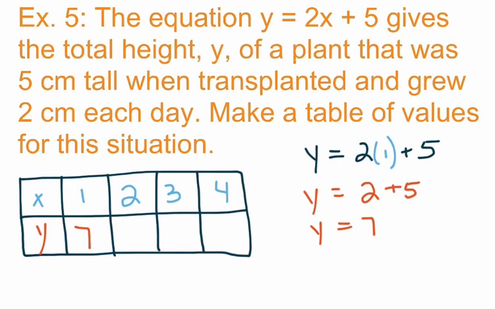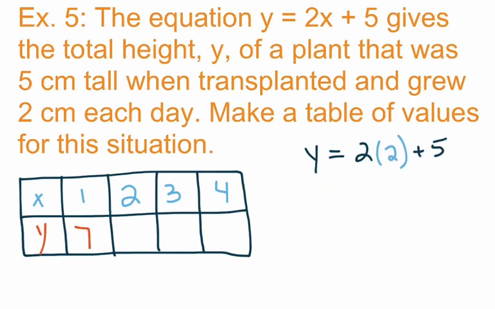Next I'm going to substitute 2 in for x. Alright, I've substituted 2 in for x. Now I have y is equal to 2 times 2 is 4. Bring down the plus 5. y equals 4 plus 5, so y equals 9. My second y value is going to be 9. So after 2 days of growth, the plant is 9 centimeters tall.